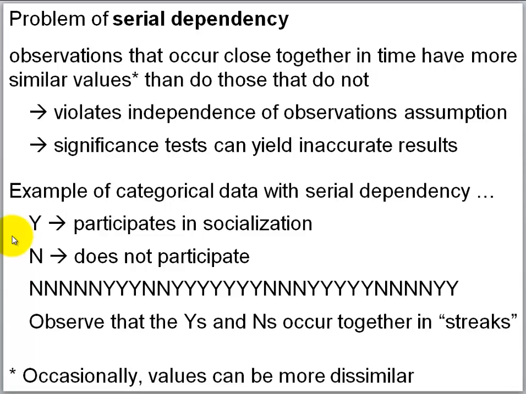Y conveys participates in socialization. It stands for yes. N conveys does not participate. So look at the streaks, the clusters here. First we get 5 N's, and then 3 Y's, and then 2 N's, and then 7 Y's, and then 3 N's, and then again 5 Y's, and so on. So these data are occurring in streaks, and it looks to me like this data is serially dependent. So what we can do is carry out a significance test to see if the independence of observations assumption is violated. In other words, to see whether we've got serial dependence.